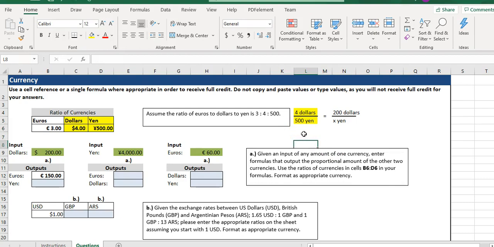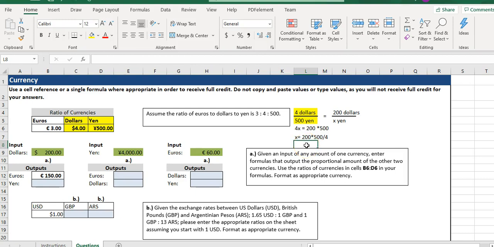So again, if I do my calculations, I'm going to do 4x equals 200 times 500, and then I'm going to do my calculation again here. I'm going to say x equals 200 times 500 divided by 4. So now change to cell locations. The 4 and the 500 came from this yellow part here, and then the 200 came from the green. So you're going to type that information in here and come up with your formula.